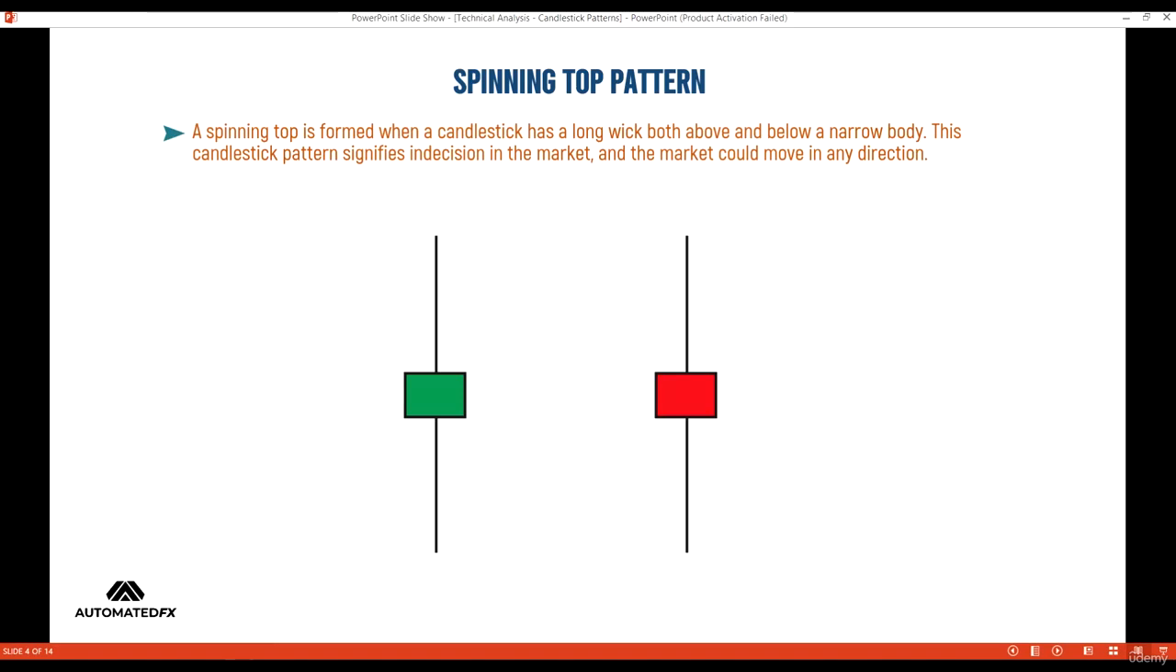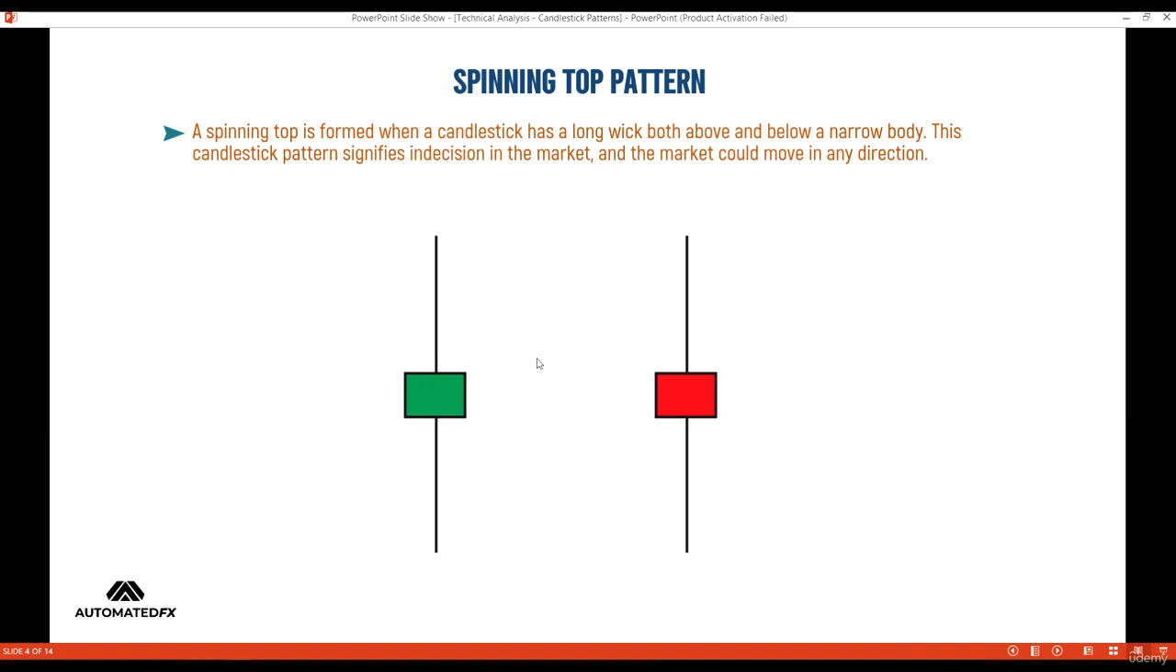In this lecture, we are going to be looking at the spinning top pattern. Okay, the spinning top candlestick pattern. A spinning top is formed when a candlestick has a long wick, both above and below, a narrow body. This candlestick pattern signifies indecision in the market, and the market could move in either direction.